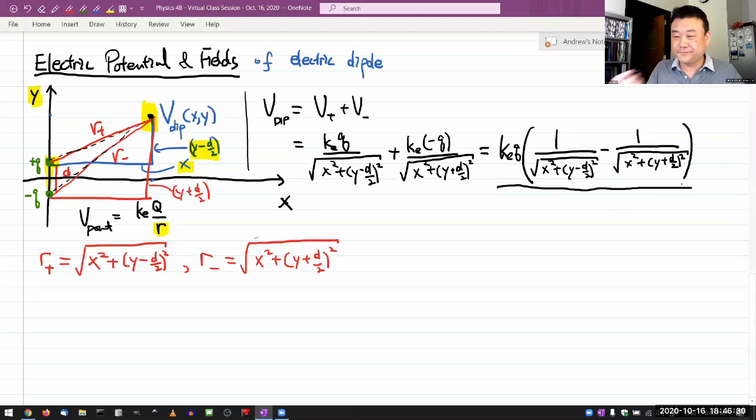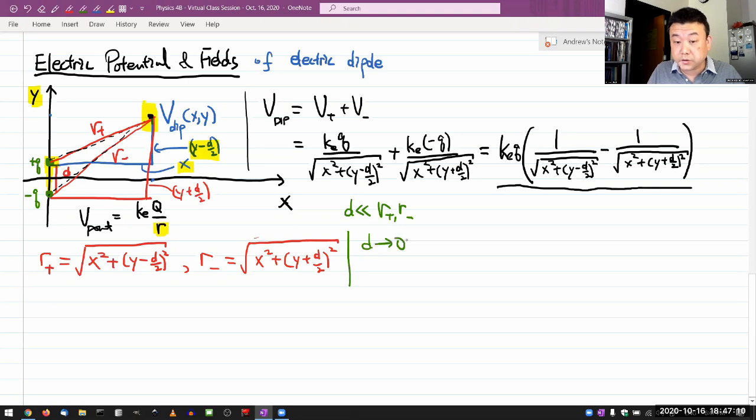You're kind of stuck there. And so this is where it's useful to consider this limiting case, where d is much smaller than r plus or r minus. And you can actually consider this in two different ways. One is to say that you are considering points very far away.